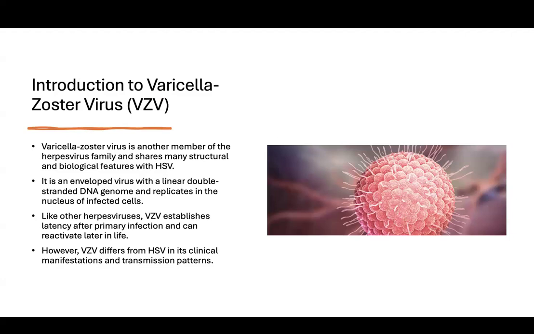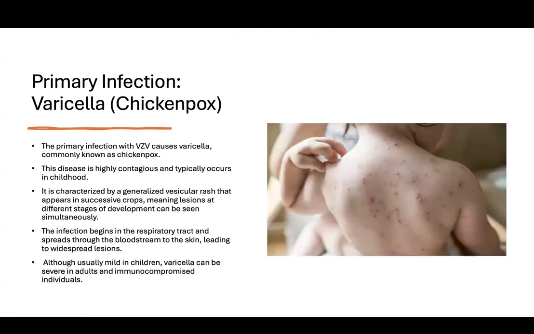So now let's go into our herpes zoster virus. Herpes zoster is very, very cool. It's genetically and structurally a very similar virus to your herpes simplex viruses. They look literally identical. They have this linear double-stranded DNA genome, and it loves to replicate in the nucleus of infected cells. So very, very similar. The first time you get infected with the zoster virus, you get varicella, chickenpox. We know this. All of us get this throughout our lifetime.